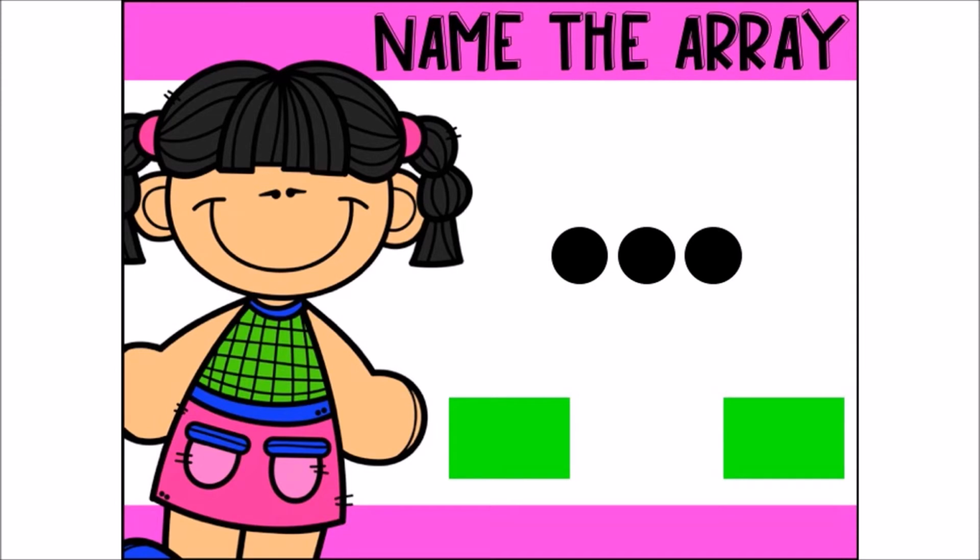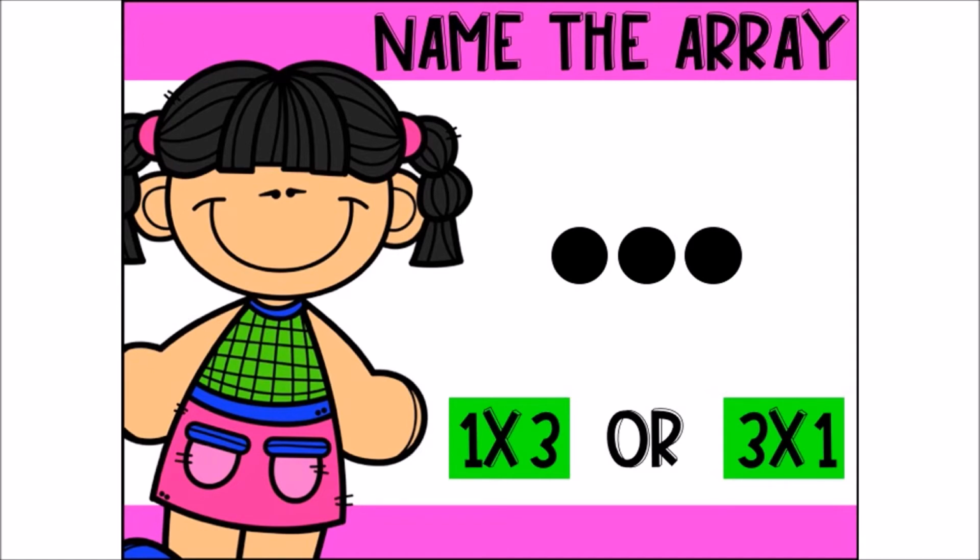Let's do the next problem. Name that array for me. Do rows times columns and then columns times rows. You're flipping your answer. The answer is 1 times 3 or 3 times 1? Good job if you got that answer correct.